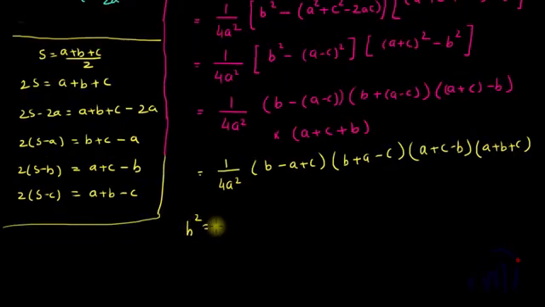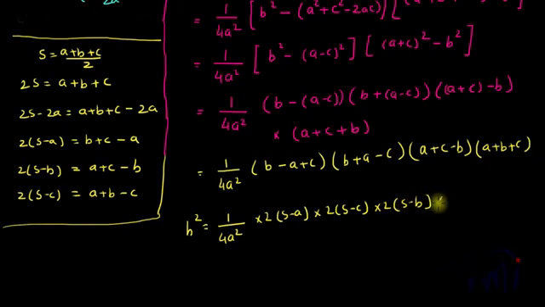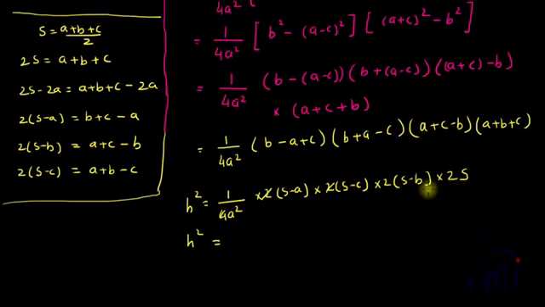So height square can be written as 1 by 4a square, and this b plus c minus a can be written as 2 multiplied by (s minus a). This can be written as 2 multiplied by (s minus c), and this can be written as 2 multiplied by (s minus b), and this can be written as 2s. So 2 2s are 4, will cancel this 4, and h square can be written as 2 multiplied by 2 is 4 divided by a square multiplied by s multiplied by (s minus a) multiplied by (s minus b) multiplied by (s minus c).